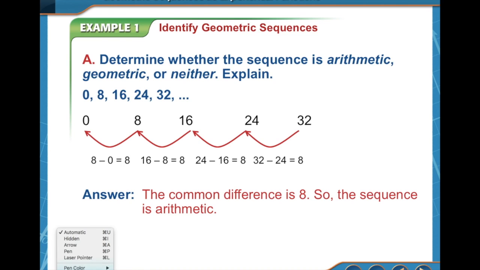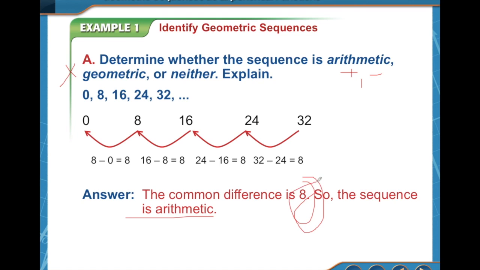So the key difference is arithmetic means add or subtract. We're adding or subtracting some value every time. Geometric is a common multiplier. So for this case, it is arithmetic because we are adding 8 every time. And that is all we have to say for 1a. Adding 8 every time.